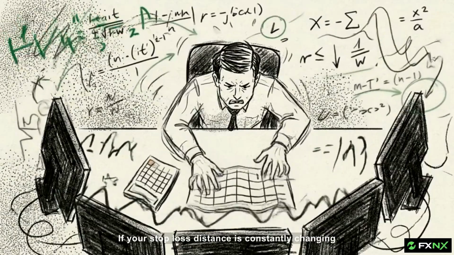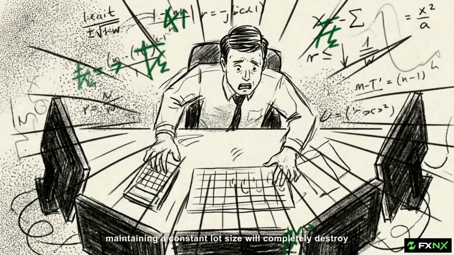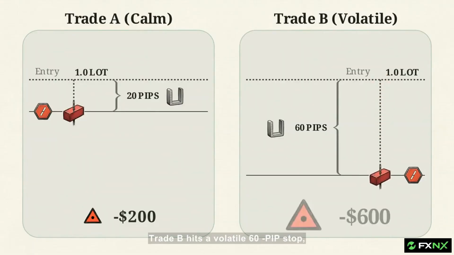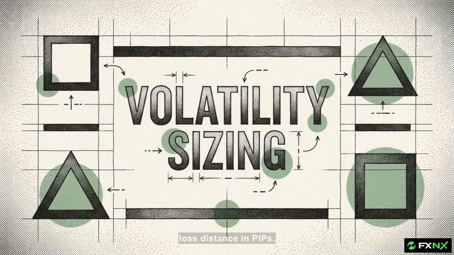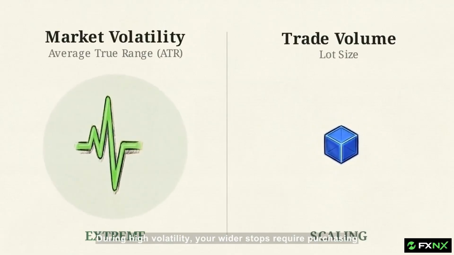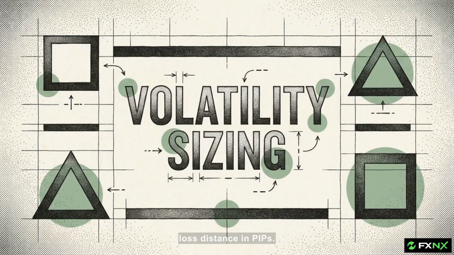Look at these 2 identical trade setups. Trade A hits a calm 20-pip ATR stop, resulting in a $200 loss. Trade B hits a volatile 60-pip stop, which triggers a massive $600 loss. To fix this discrepancy, you must implement volatility-adjusted sizing on every single trade. This image displays the required formula. Calculate your exact lot size by dividing your total fixed dollar risk by your ATR stop-loss distance in pips.